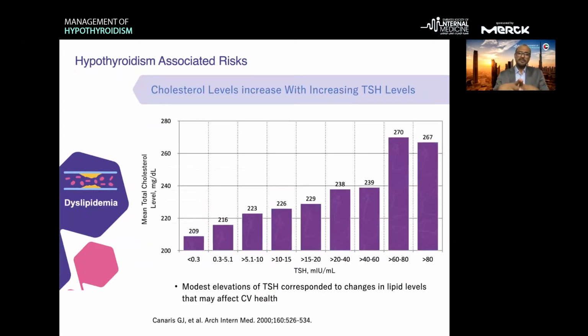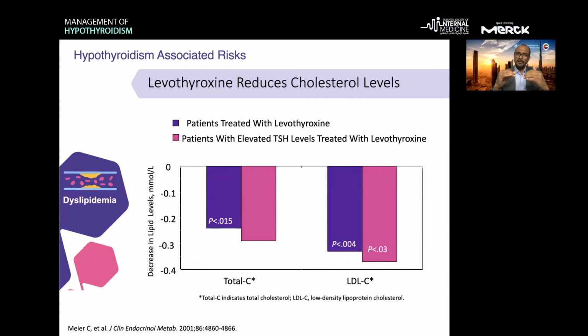If you look at another study done by Canaris, that was a long time ago, he looked at the association of TSH levels with lipid levels, and specifically they looked at total cholesterol. So if you look at this graph, the higher the TSH level, the higher the total cholesterol level. And that indicates a significant correlation between TSH and total cholesterol. And this has been proved by the fact that if you treat hypothyroidism with thyroxine, then the cholesterol levels drop.